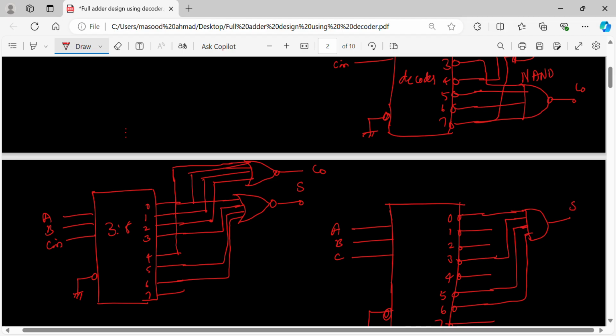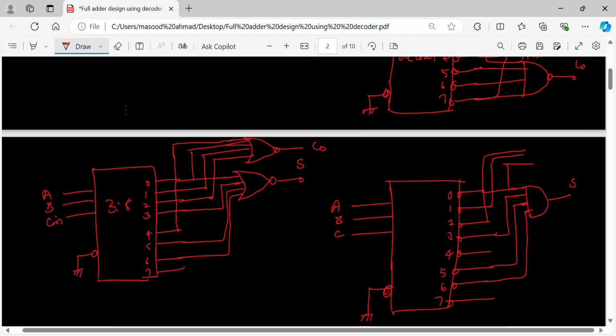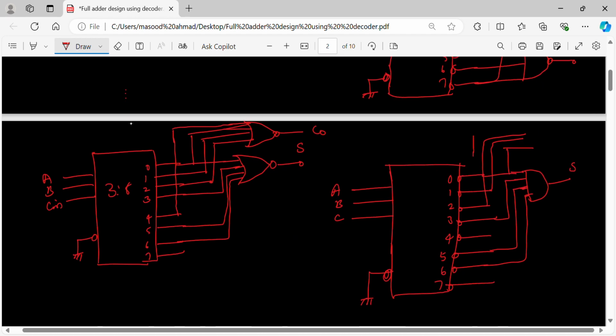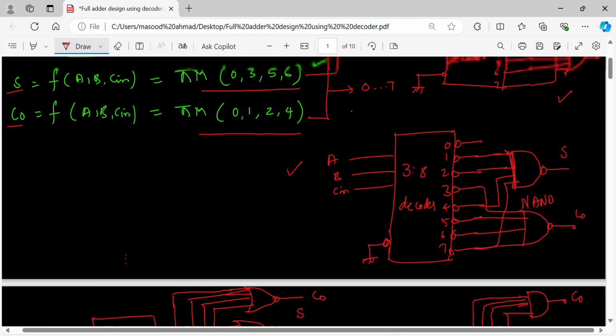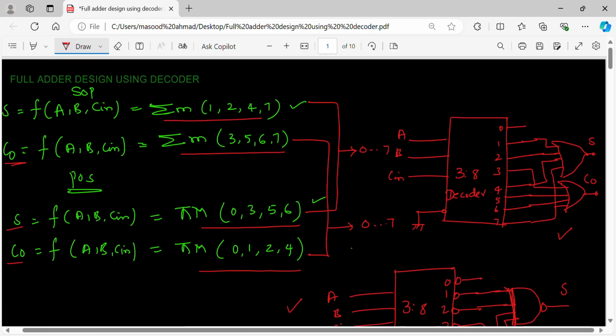I want carry out. For carry out, what is required? I need, say, 0. I'll take 0. I'll take 1. I'll take 2. Okay. 0, 1, 2, 4. So I take 4 from here. Then I'll connect it to an AND gate. This is going to give me carry out. So this is how I can implement a full adder using decoders.